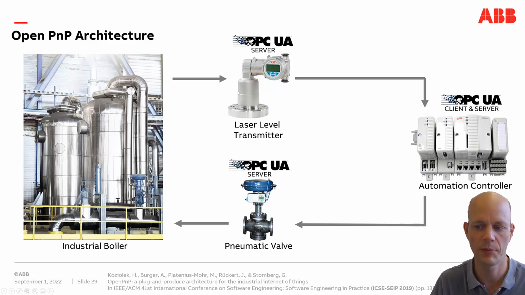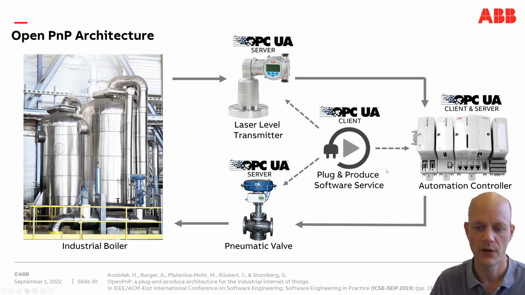First idea is to equip each of the devices with an OPC UA server. OPC UA is a machine-to-machine communication protocol, which can also express the device configuration. And we add a software service, which is actually an OPC UA client, because it's a plug-and-produce software service. And this runs autonomously in the background as a daemon and recognizes newly connected devices and newly connected automation controllers and can bring them both together.